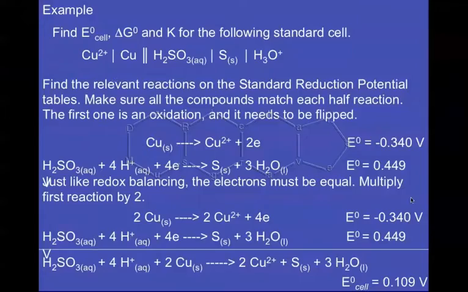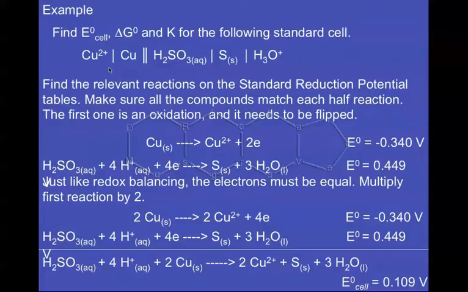I'd like to do a slightly more complicated example of an electrode potential type problem. What we're looking for here is E naught cell, delta G naught, and K, and this is a standard cell. Standard cell means that all the solutions are 1 molar, all the pressures are 1 atmosphere, and we pretty much assume that's what it is, unless it says otherwise.